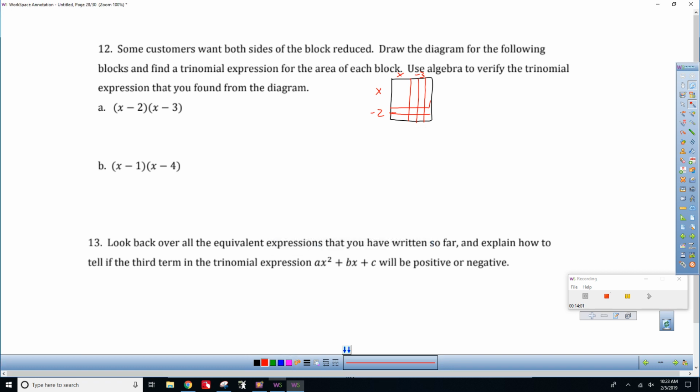So it looks like this is negative 2x, this is negative 3x, and this is negative 6, right? So my guess is we are going to have a positive x squared minus 5x minus 6. That's my guess. What do you get? Plus 6. It is a plus 6.